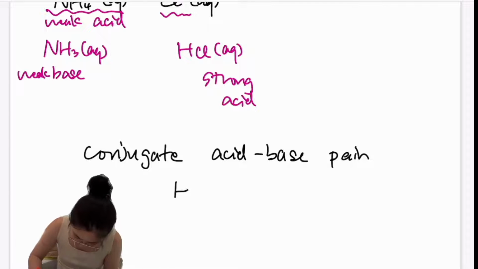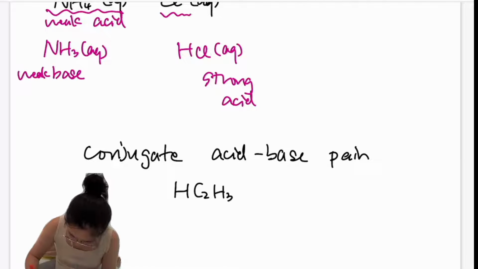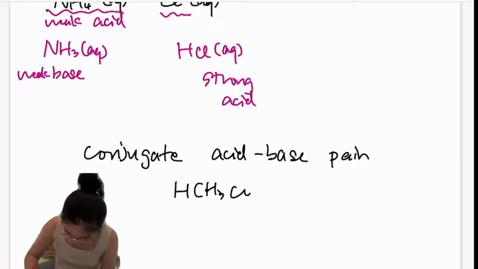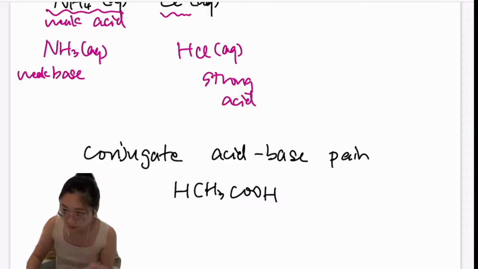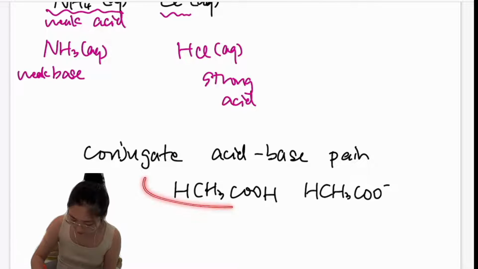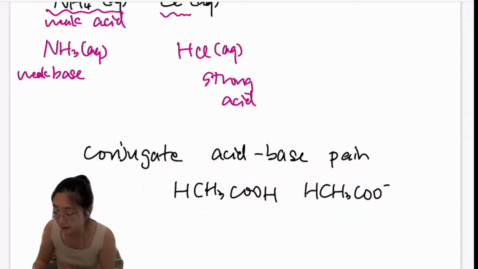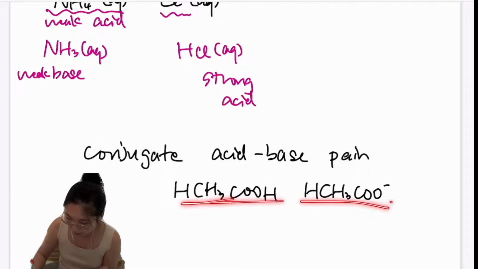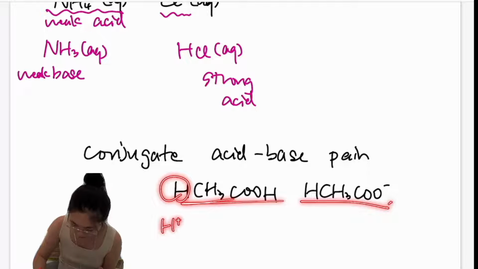So let's say CH3COOH. When it loses the proton, it becomes CH3COO minus. So obviously this is a pair of conjugate acid and base, because the only difference between these two species is just one single proton.